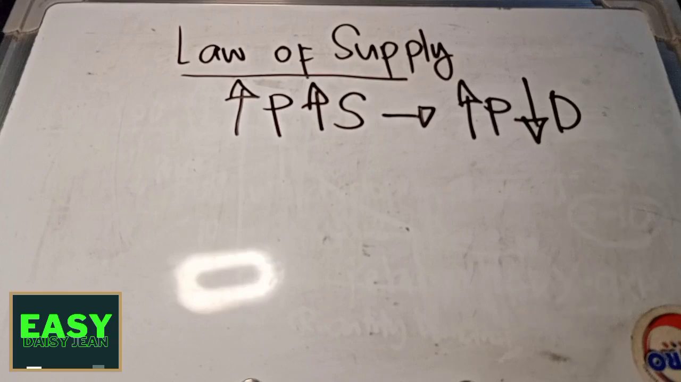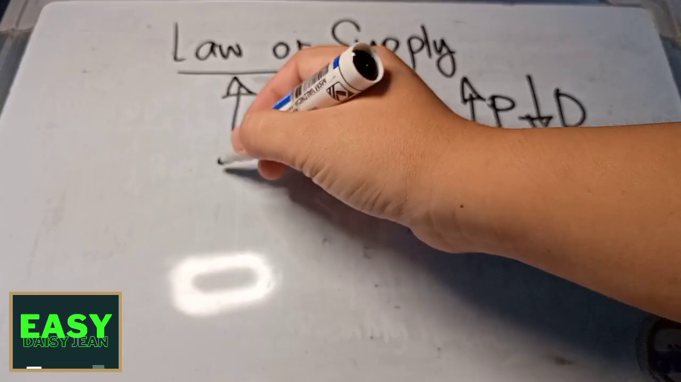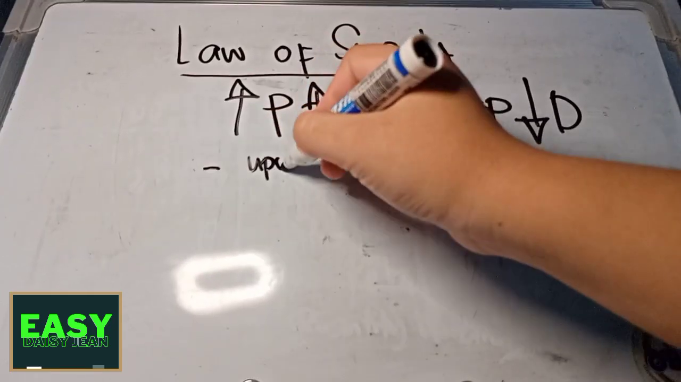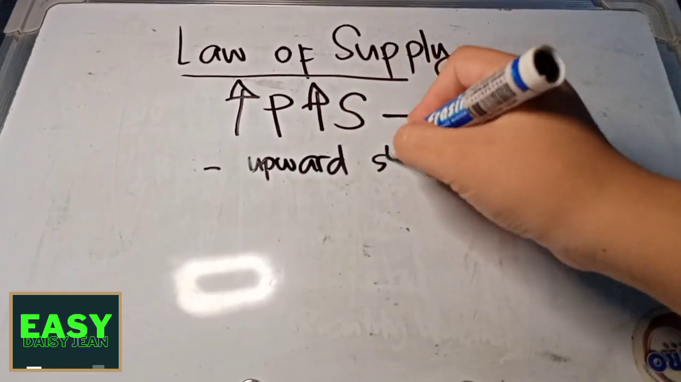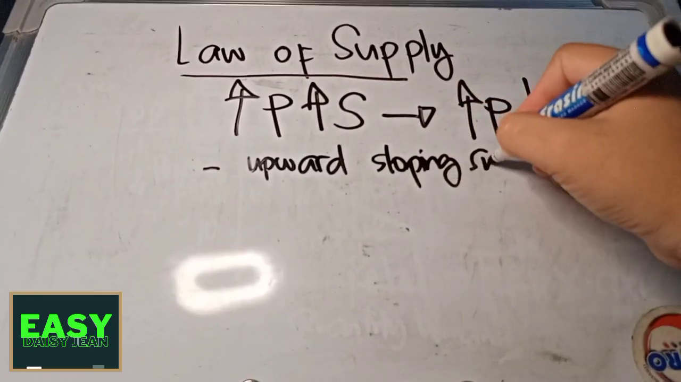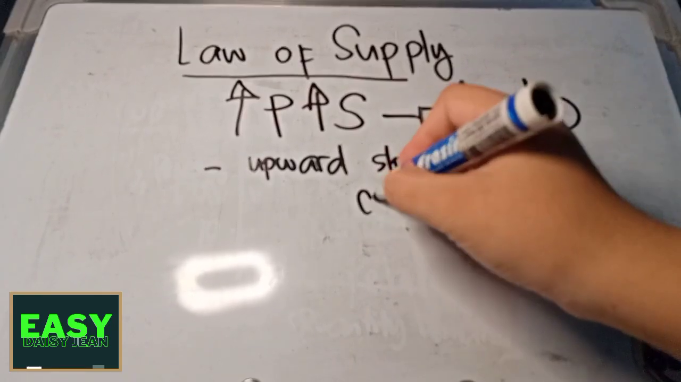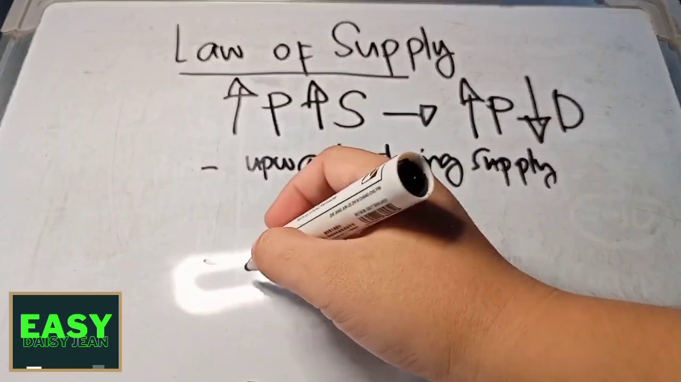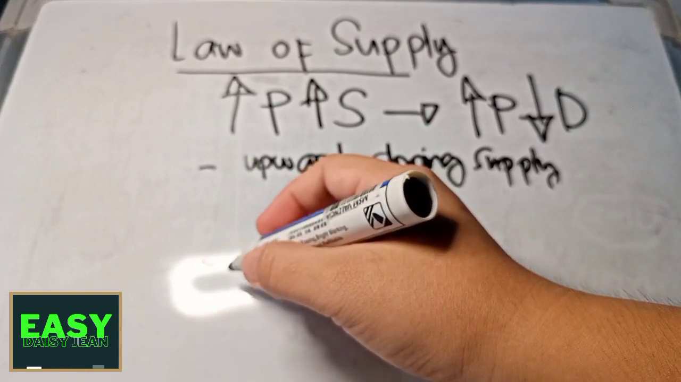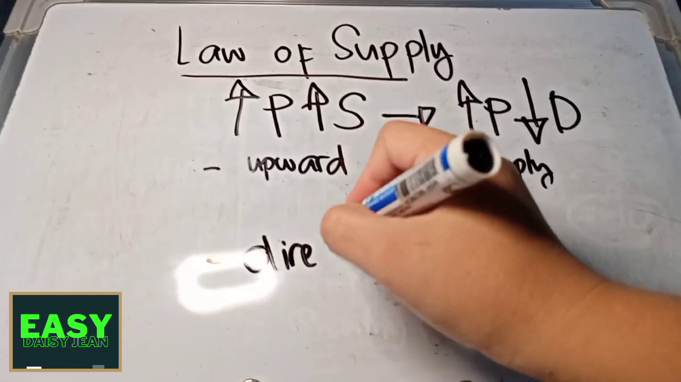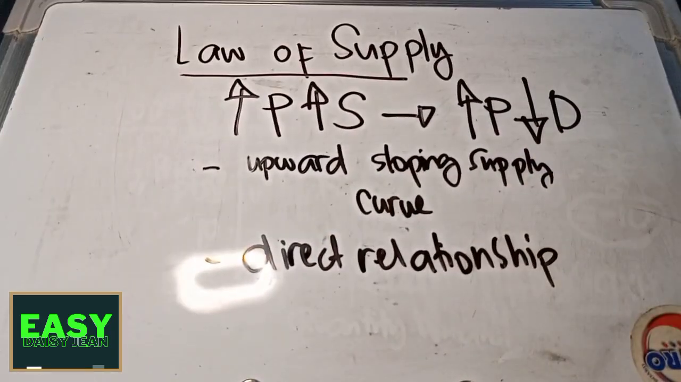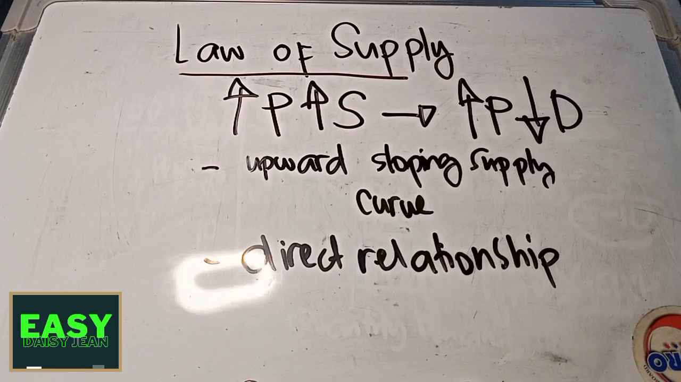All right? The law of demand has a downward sloping demand curve, right? In the law of supply, it has an upward sloping supply curve. It means that there is a positive, or direct, relationship of both variables, which are price and supply.